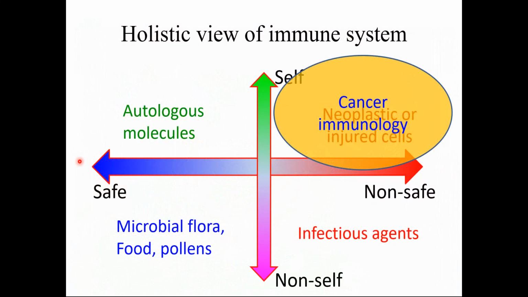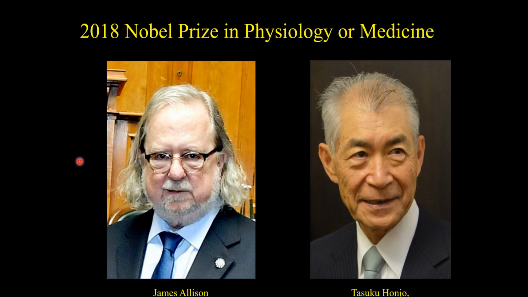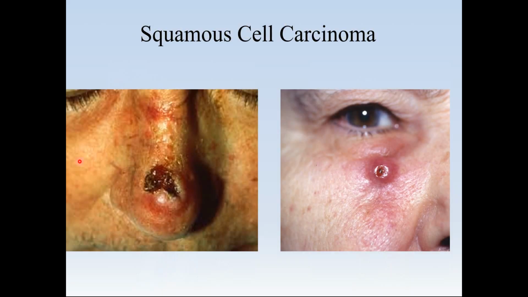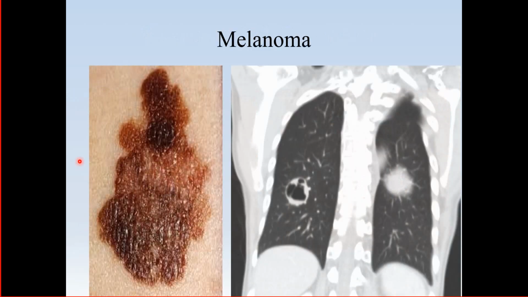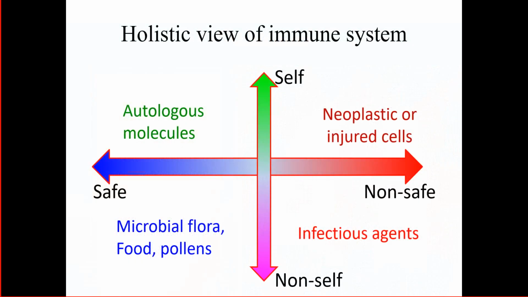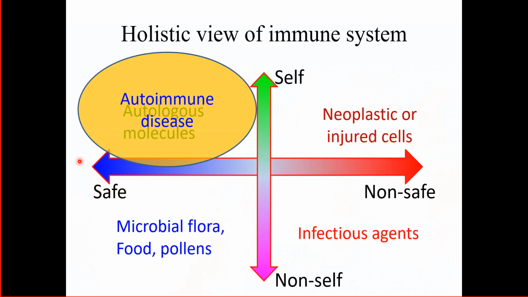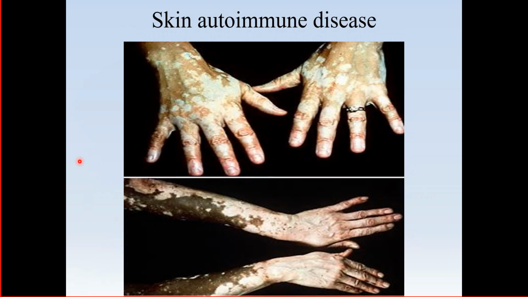Here we have cancer immunology. Two immunologists have received Nobel Prize for work on cancer, a very active field. We have two people in this department who work on cancer. Cancer can affect every part of the body. We have autoimmune diseases like this one.